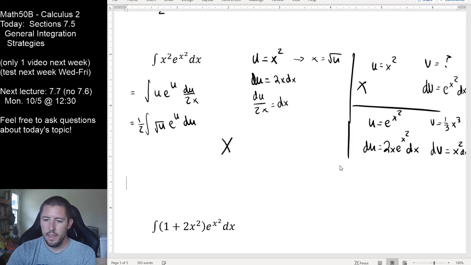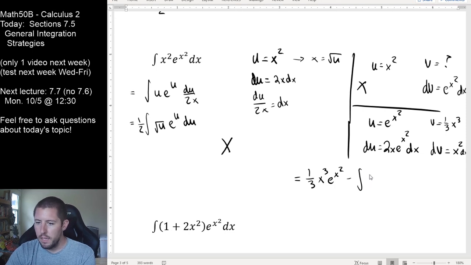I guess this is a thing that I could write out then, so then my integral would become uv, 1/3 x cubed e to the x squared, minus the integral of v du. I'm going to get overall my constant coefficients out front. I've got a 1/3 and a 2. It looks like I've now got an x to the 4th because there's an x here and 3 of them there, e to the x squared.